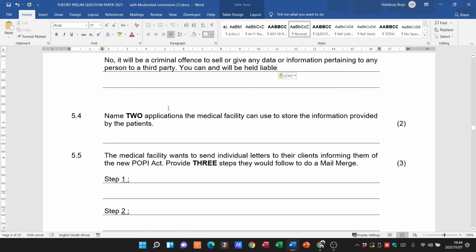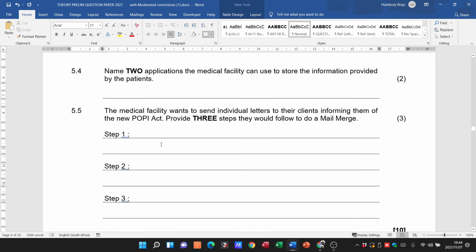Name 2 applications the medical facility can use to store the information provided by the patients. Well, they can use things like spreadsheets and databases. Simple as that. Spreadsheets and databases.